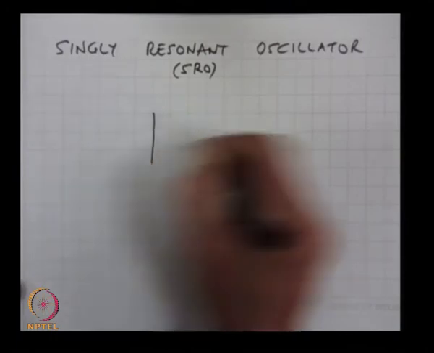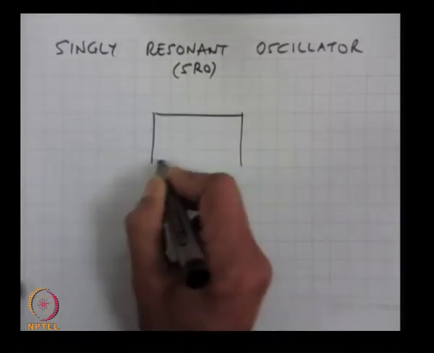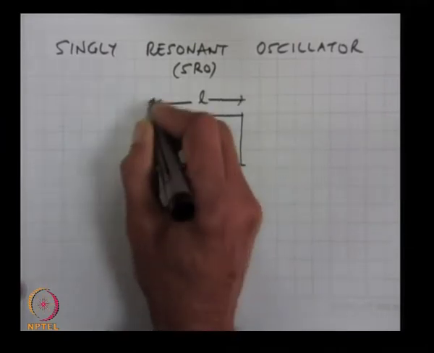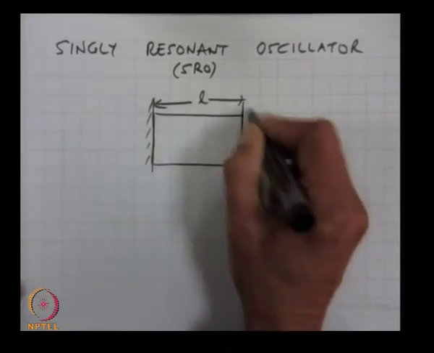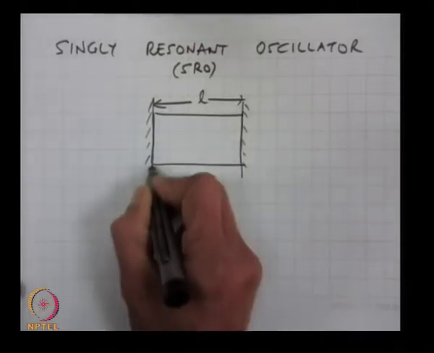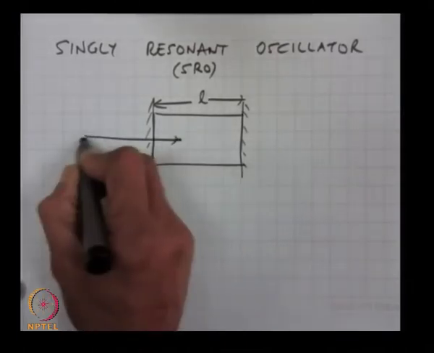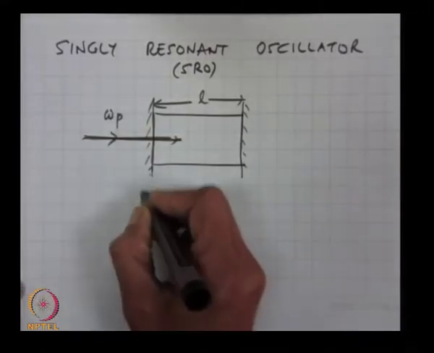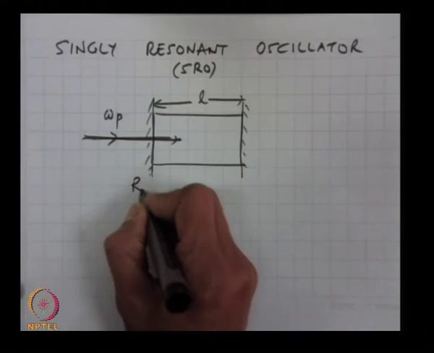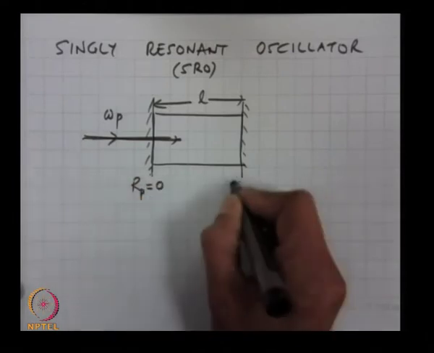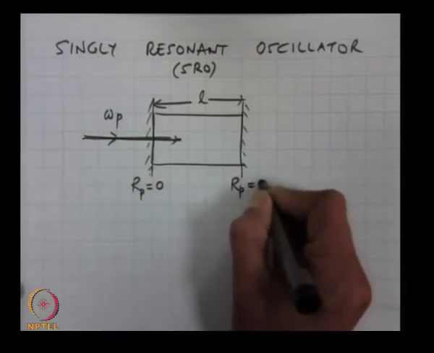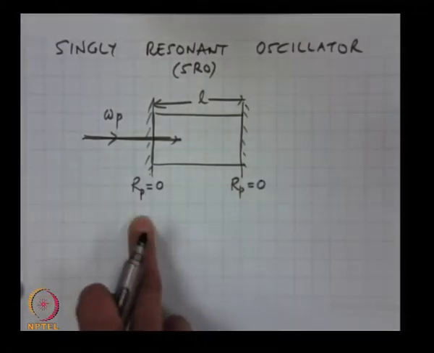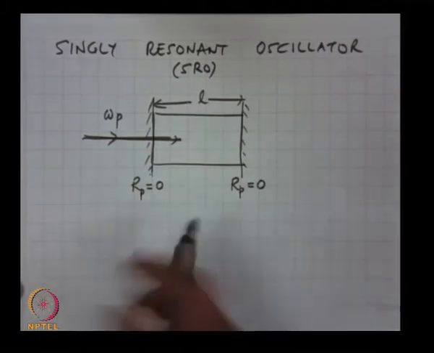So let me draw the system. So here is my crystal of length L. Let me assume that the crystal fills the entire cavity. So I have light at omega p frequency coming from here. So the reflectivity of the mirror at pump is 0. Rp is the energy reflectivity of the mirror at the pump frequency, omega p.